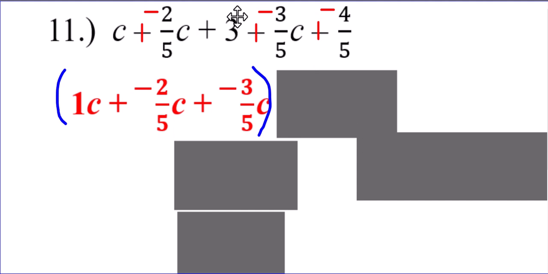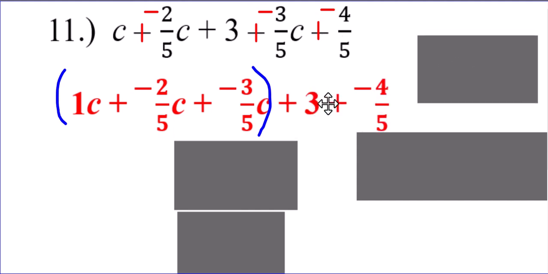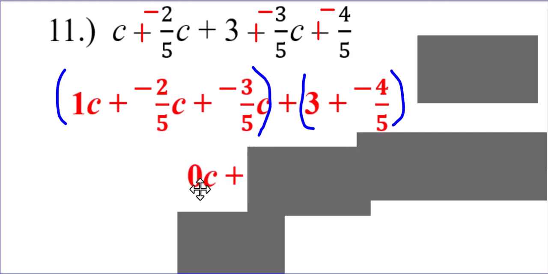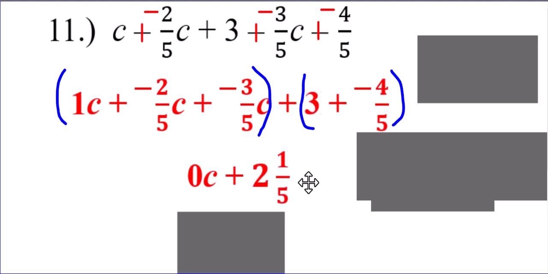Who else do we have? 3 did not have a variable. -4/5 did not have a variable. They are 2 constants. They are like terms. I don't care the 3 doesn't have a fraction. I don't care. It has no variable, and -4/5 has no variable. That makes them like terms. All right. In your calculator, you can do 1 plus -2/5 plus -3/5. And that would give you 0C. In your calculator, do 3 plus -4/5. You would get 2 1/5.